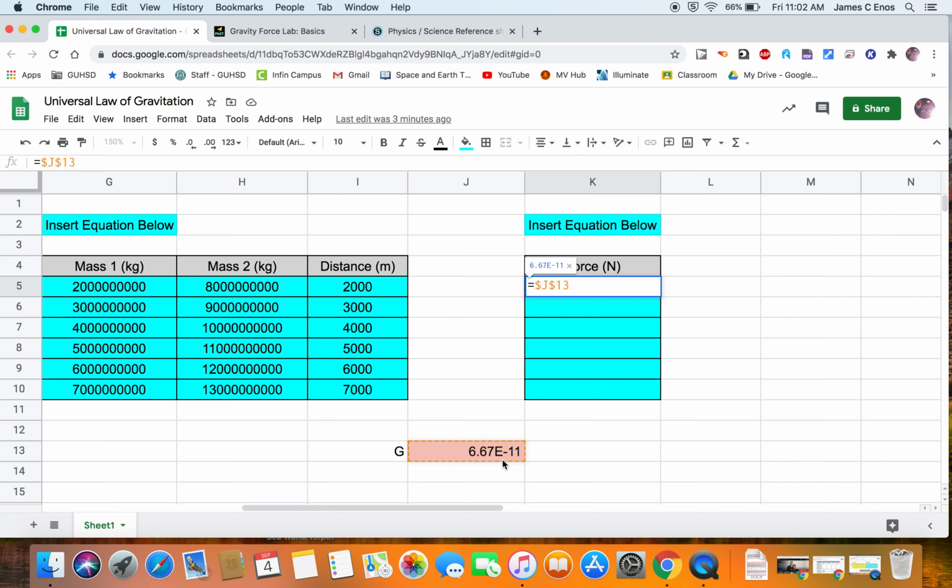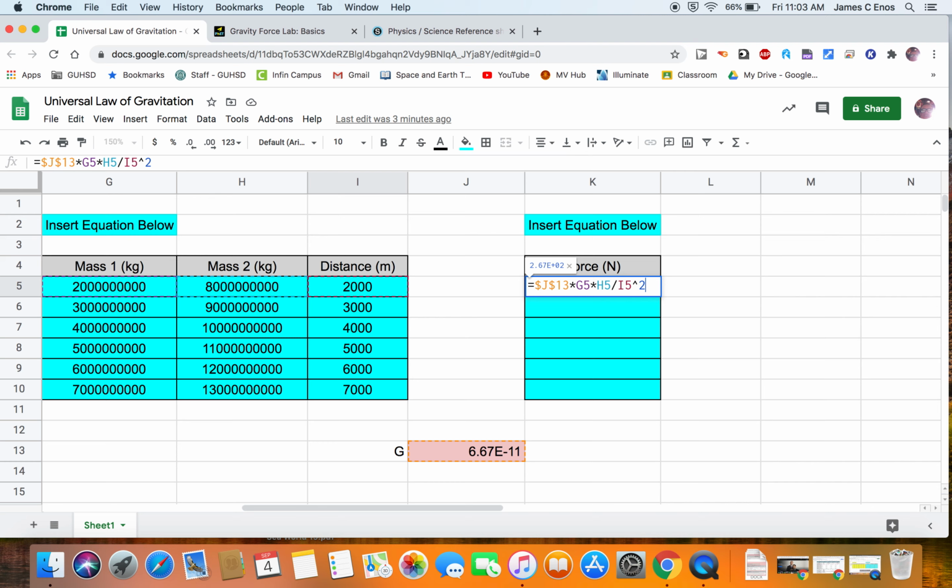I'm using the dollar signs because I don't want to have this change. This is a constant. So when we're typing in something that we don't want to have change when we drag it to other cells, then we need to input the dollar signs in order to do so. So the dollar signs mean that that cell is going to stay a constant. Then we're going to multiply by mass 1, multiply by mass 2, and then we're going to divide by the distance caret 2 because it's squared.